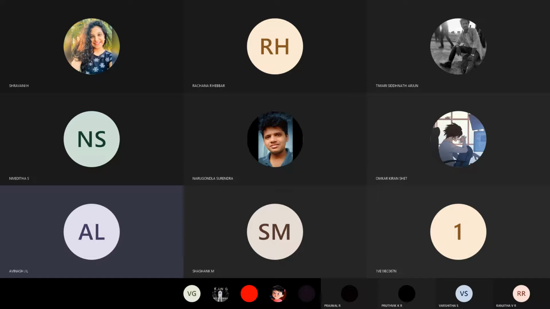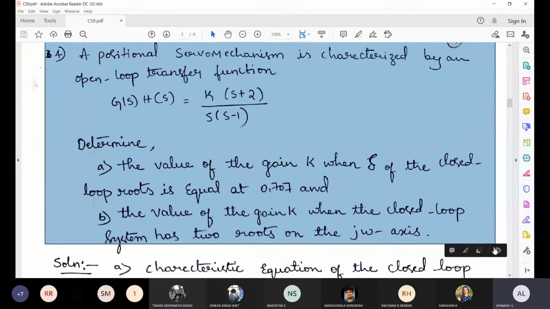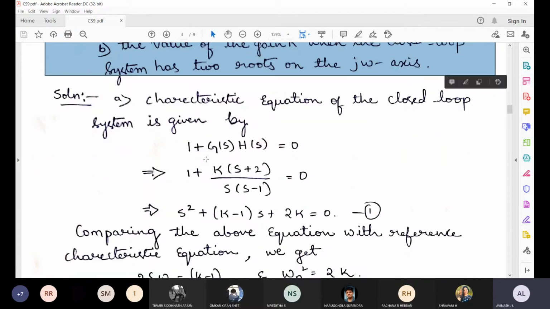Can anyone tell me, have you tried this particular numerical from the morning, if you have got the time, or else shall we start seeing the solution for this one? Okay, so I guess none of you are done, no problem. So you just see the solution, okay?